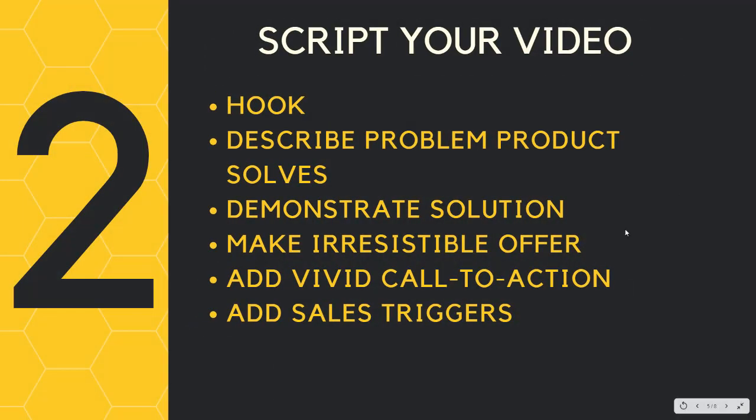Now, the next step after you've set up your home studio is to script your video. A script is basically an outline, so you know exactly what to follow when you're shooting your video. The very first thing you want to pay attention to is a hook. A hook is what happens in the first 3 to 10 seconds of your video. That's what makes anyone watching decide if they want to continue watching it to the end or not.